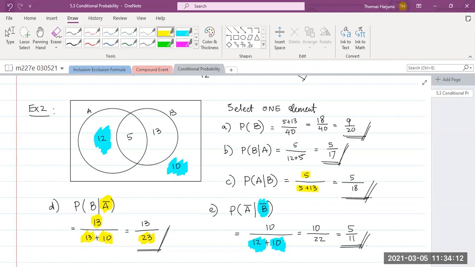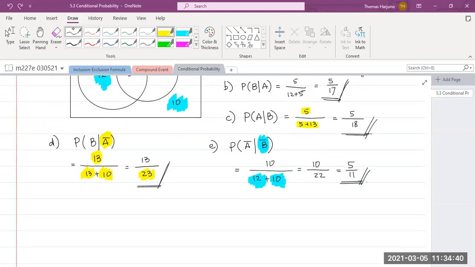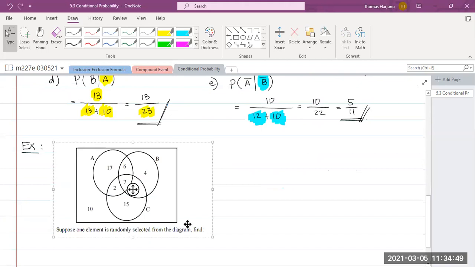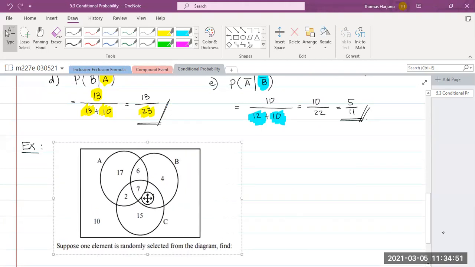Okay? Now, let's see the 3 circles case. Suppose we have 3 circles. Let me find the problem. Suppose we have these. Suppose we have, for example, this.